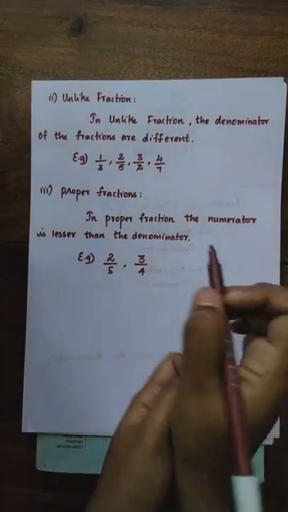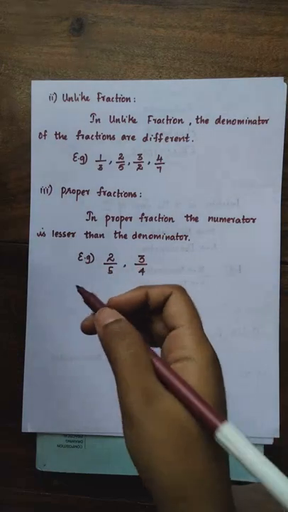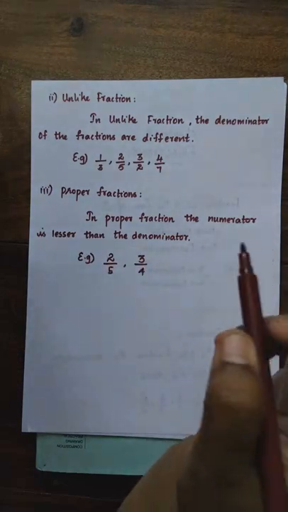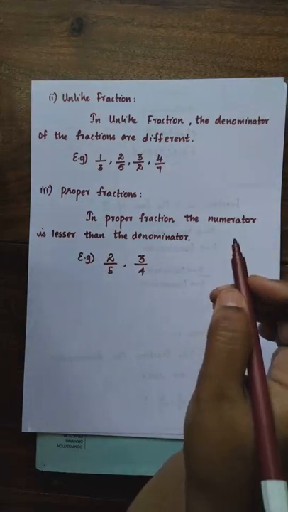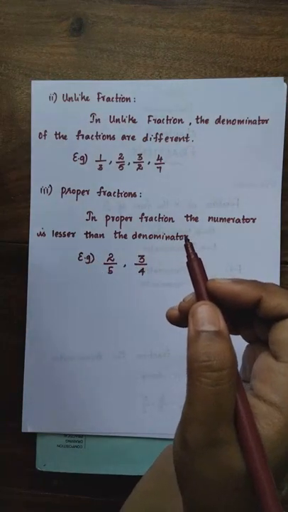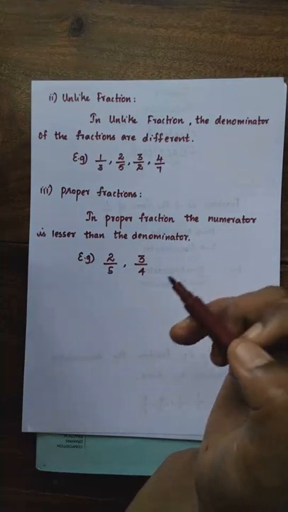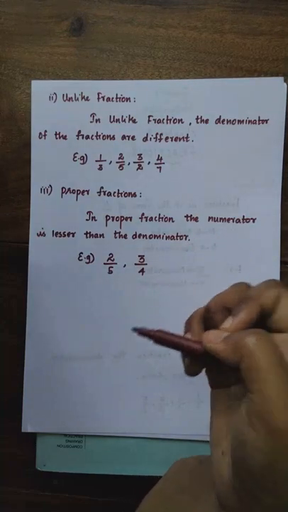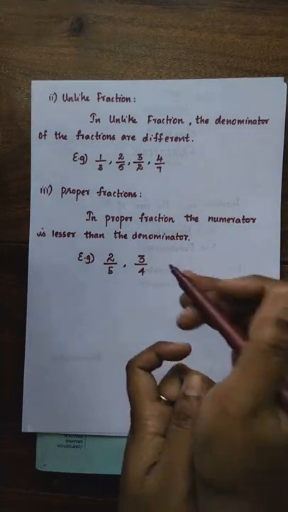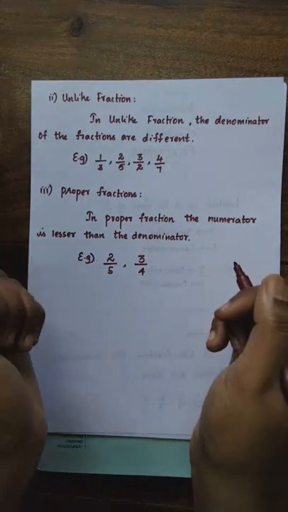Okay, our next type is proper fraction. In proper fraction, the numerator is lesser than the denominator. What is numerator? Already we have learned. Yes, numerator is the top of the fraction. What is denominator? Denominator is the bottom number of a fraction.